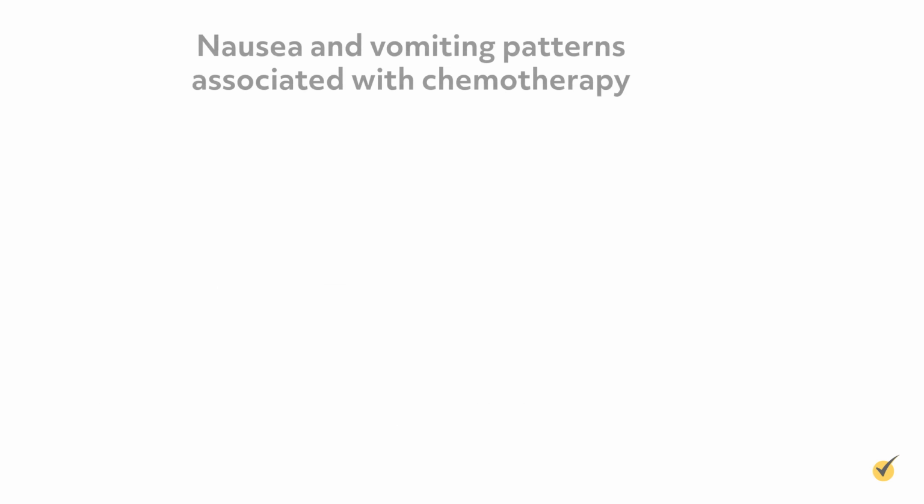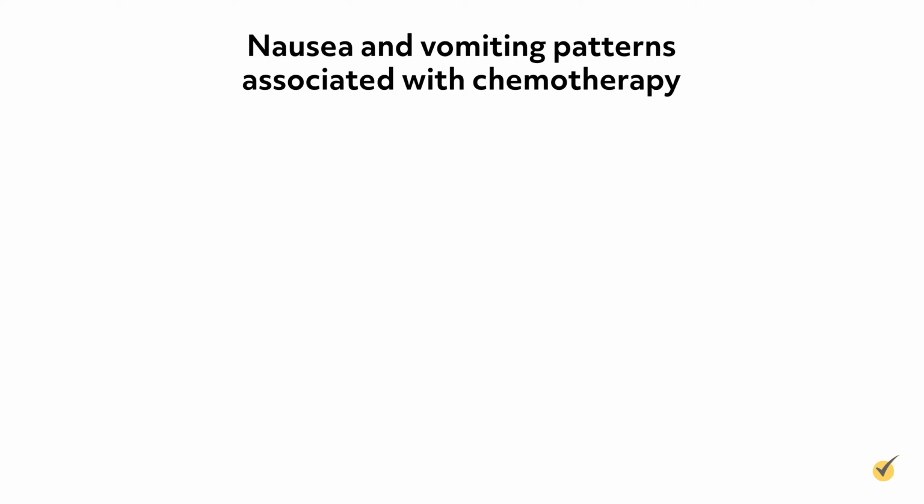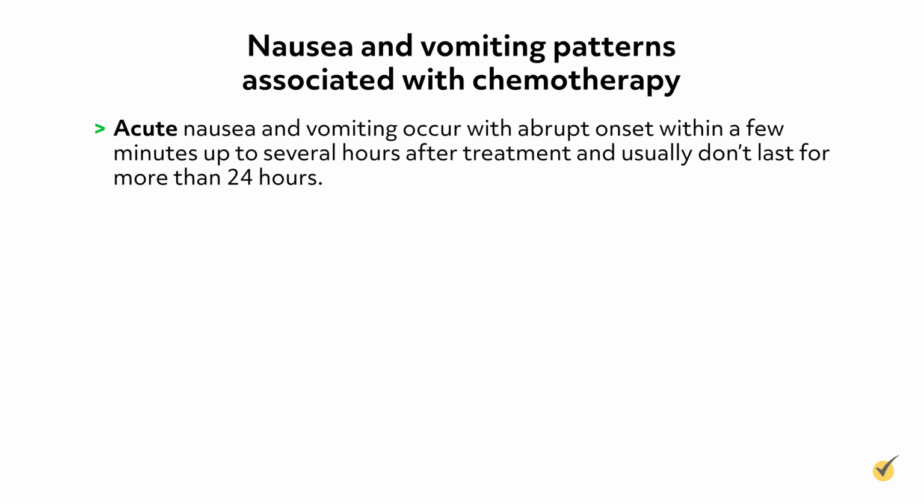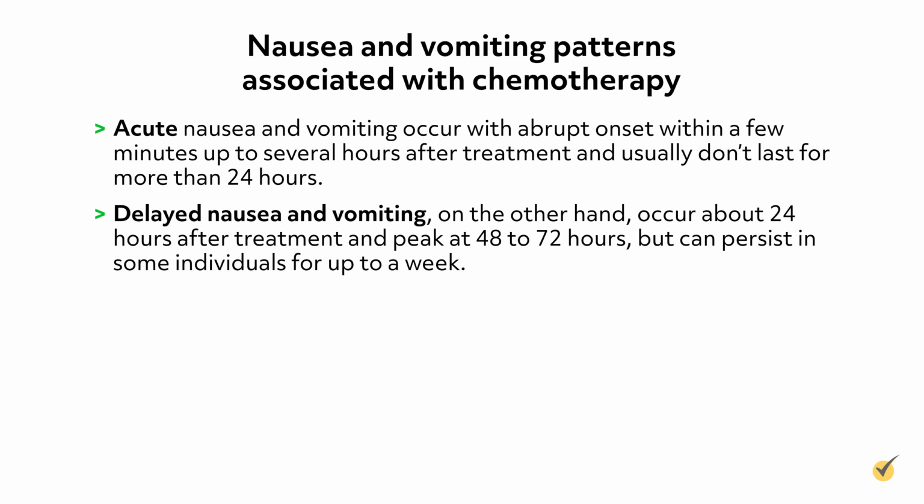There are different patterns of nausea and vomiting associated with chemotherapy, including acute nausea and vomiting, which occur with abrupt onset within a few minutes up to several hours after treatment and usually don't last for more than 24 hours. Delayed nausea and vomiting, on the other hand, occur about 24 hours after treatment and peak at 48 to 72 hours, but can persist in some individuals for up to a week.